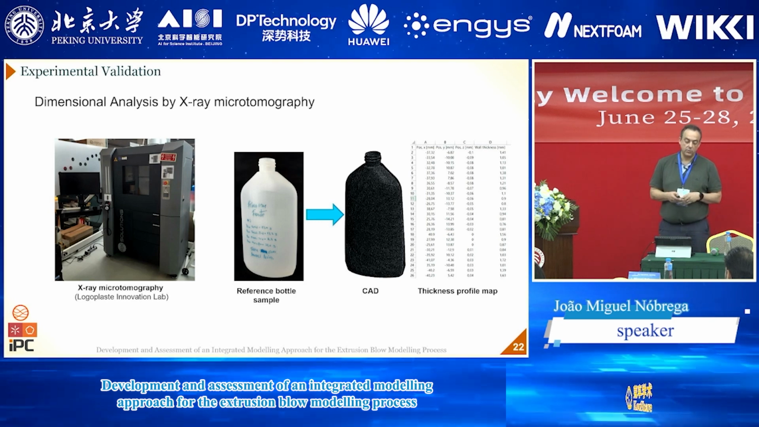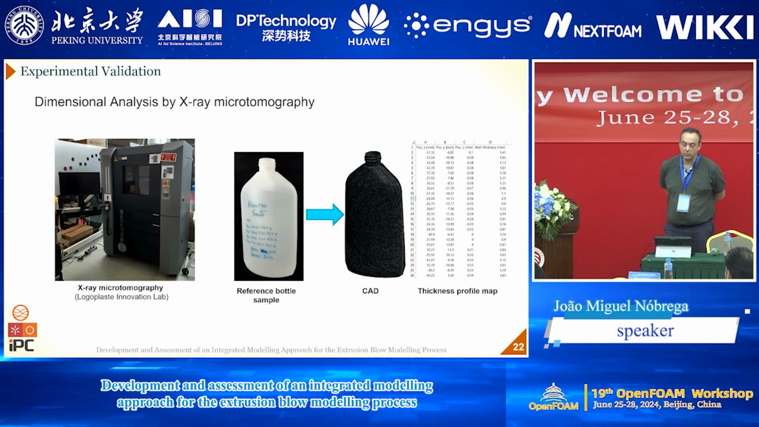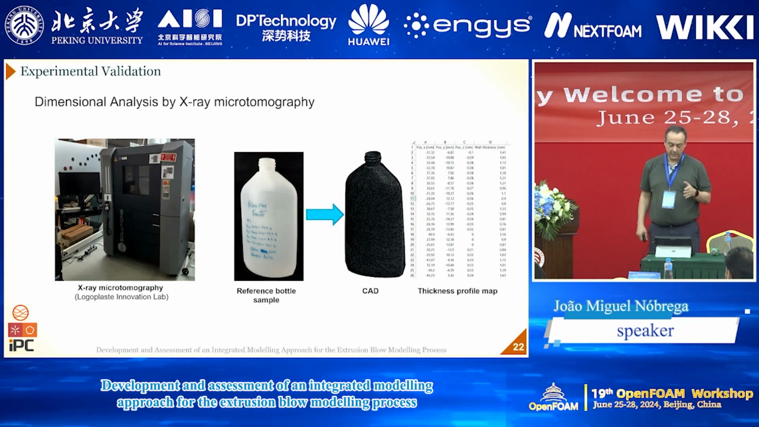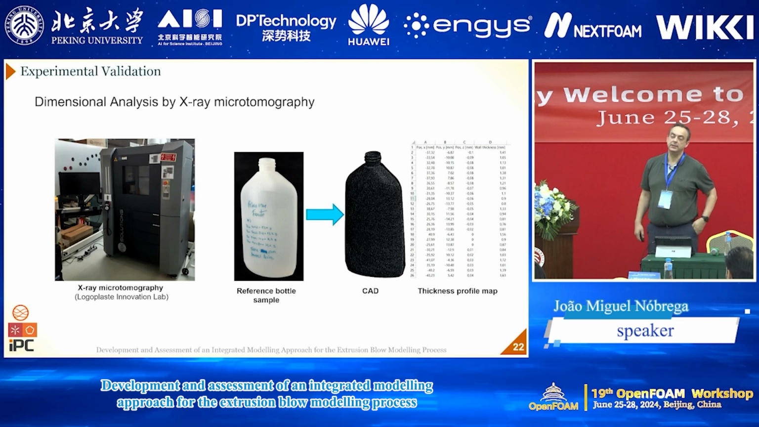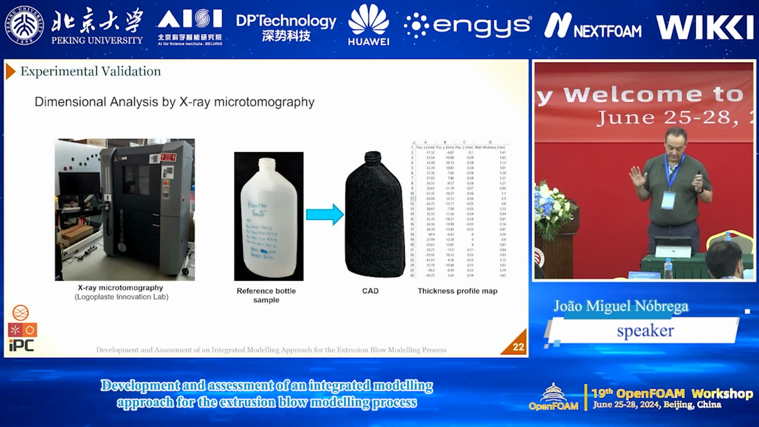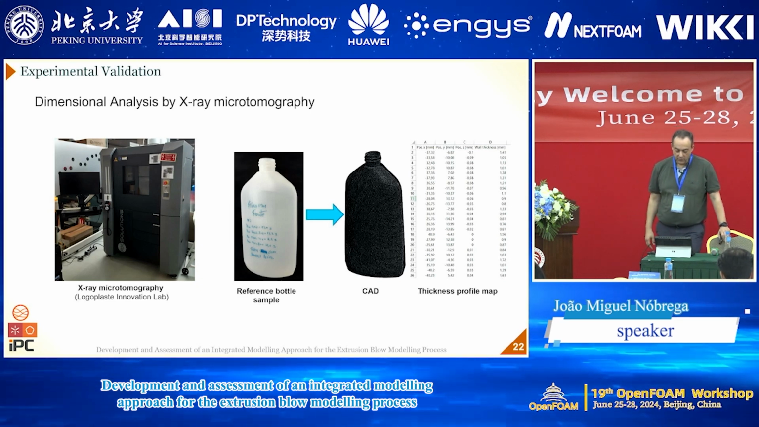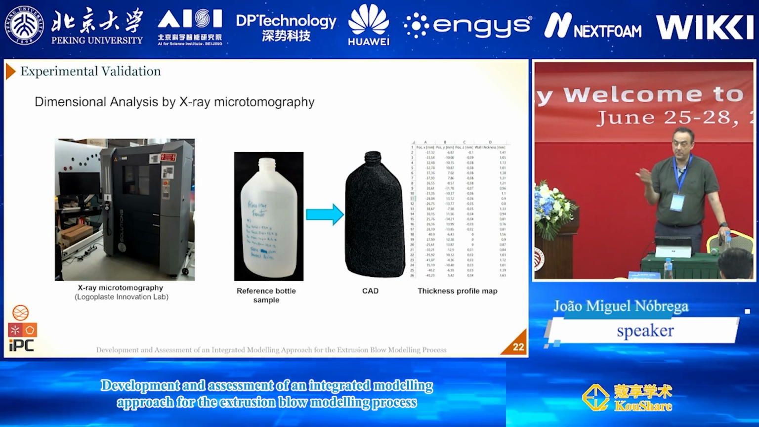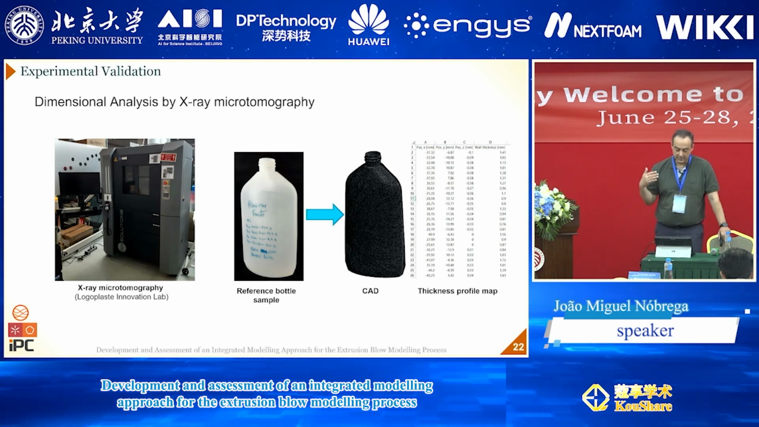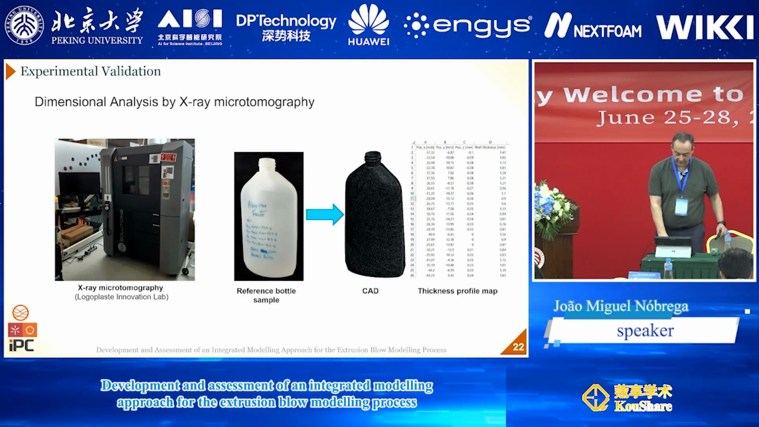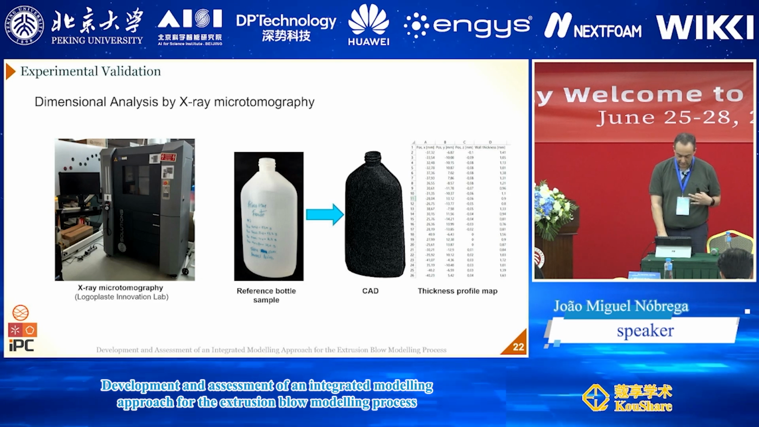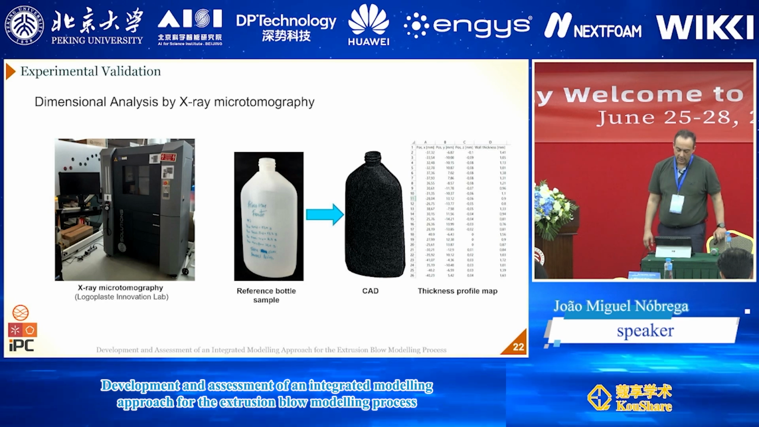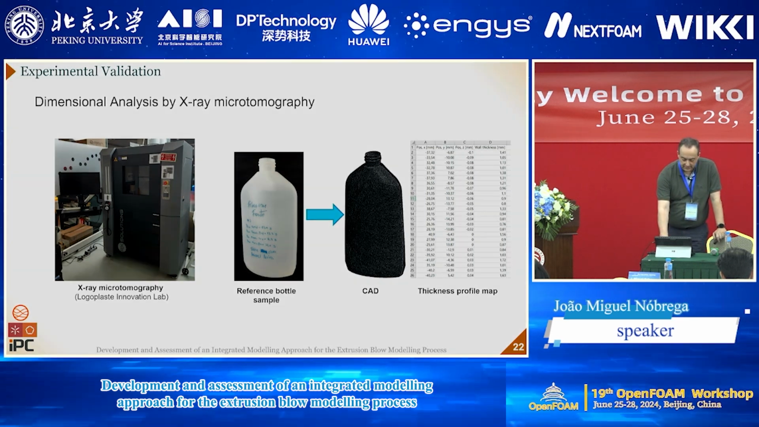And also we have used the X-ray microtomography to get the outer geometry of the part and the thickness distribution. It's quite convenient to use because it allows us to get a map of the thickness distribution in the container, which was very useful, as I'll show you afterwards, to allow us validating the code.